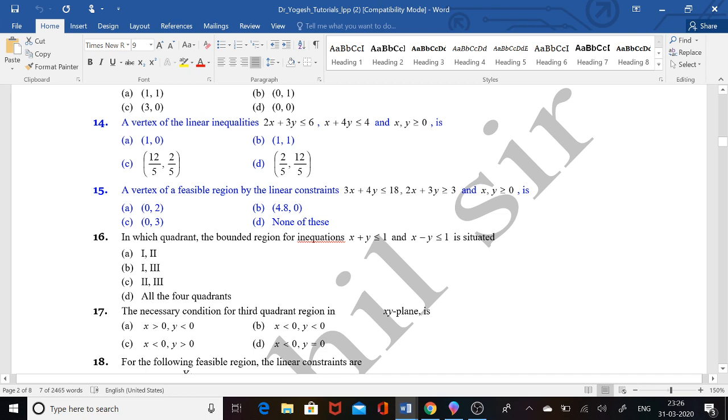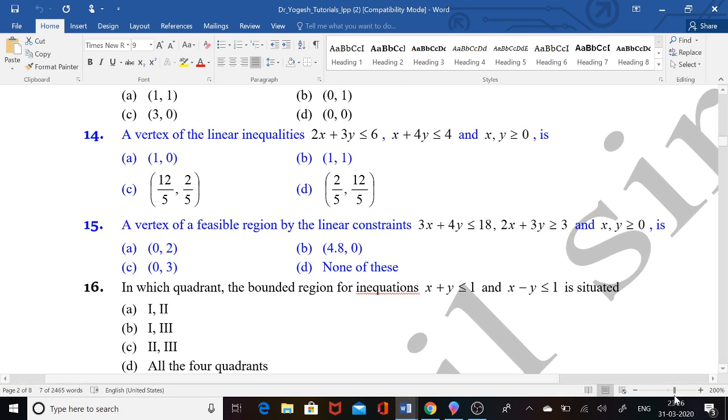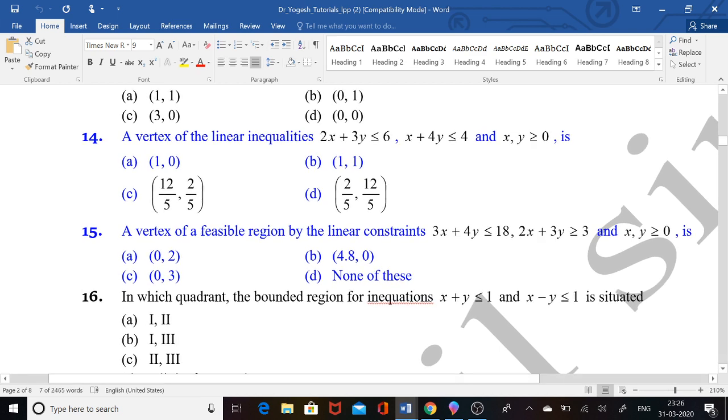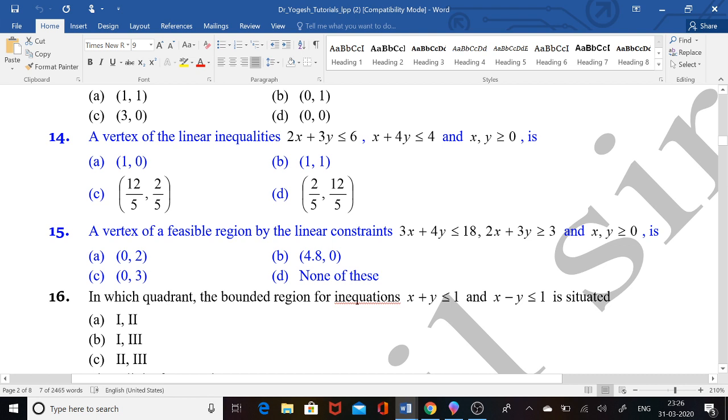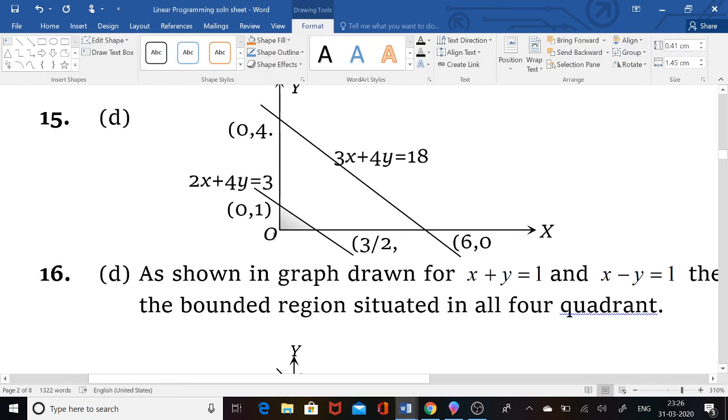Okay, two lines are being given. If we analyze the question, one is 3x plus 4y is less than or equal to 18 and the other is 2x plus 3y is greater than or equal to 3. So the vertex of the feasible region, you need to find the feasible region for this. When you're plotting these two lines, you'll be getting 3x plus 4y equals 18 and the other line is 2x plus 4y equals 3.